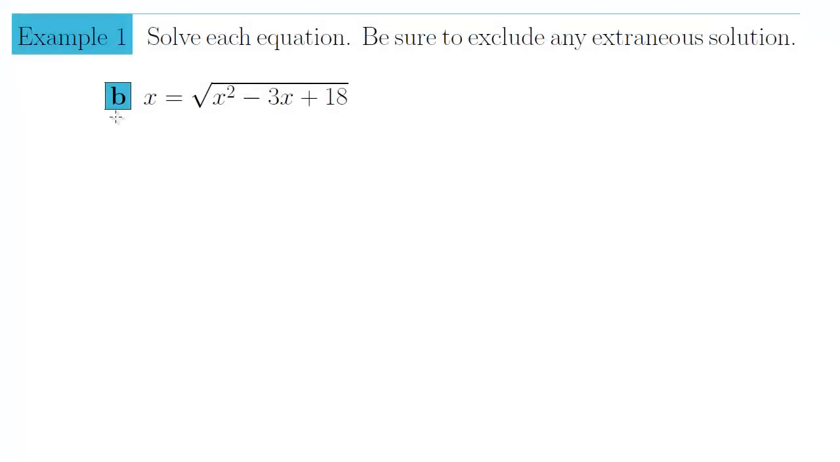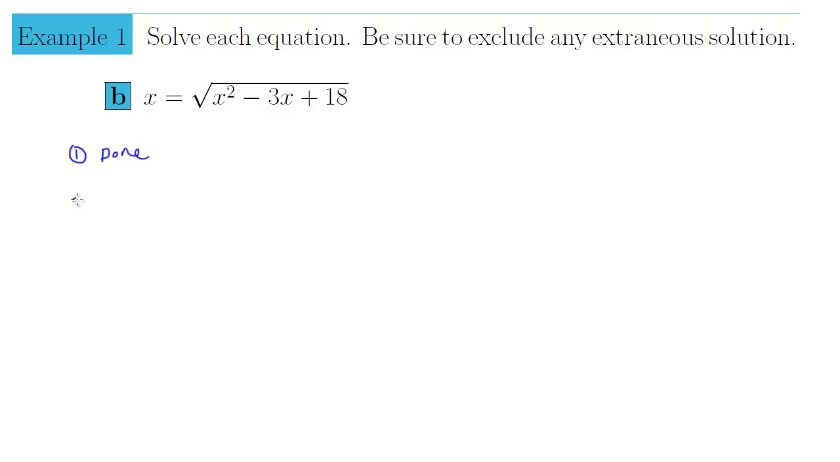So for part B, we have a new equation to solve. x equals square root of x squared minus 3x plus 18. Now, on the right side of the equation, the only thing I have is a radical expression. I don't have square root of this quantity plus some number. I don't have any other numbers being added, subtracted, multiplied, or divided outside of the square root. So my first step in solving this equation, which is to isolate the radical, is already done.